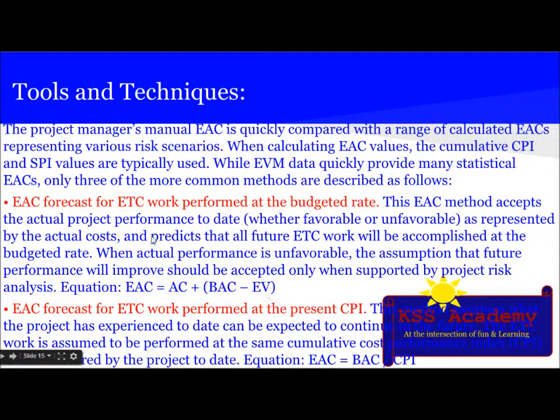This EAC method accepts the actual project performance to date, whether favorable or unfavorable, as represented by the actual cost, and predicts that all future ETC work will be accomplished at the budgeted rate. When actual performance is unfavorable, the assumption that the future performance will improve should be accepted only when supported by the project risk analysis. Equation is given by EAC is equal to actual cost plus budget at completion minus earned value.